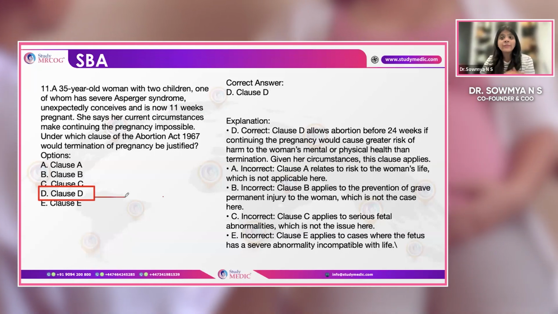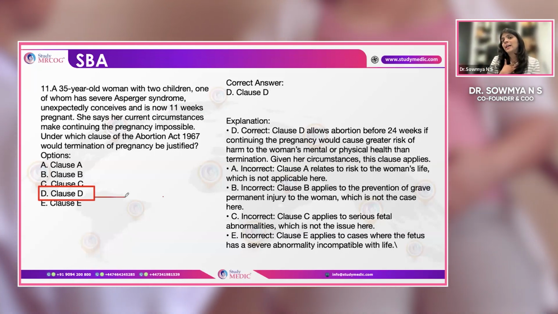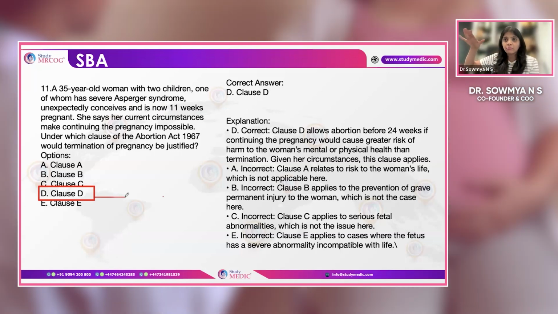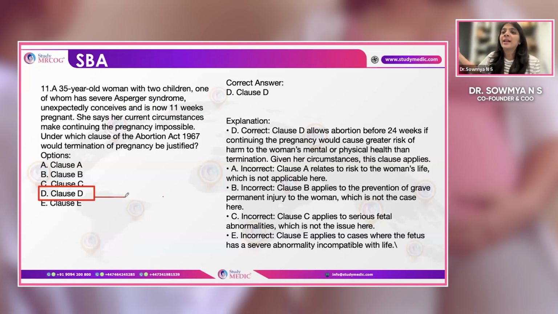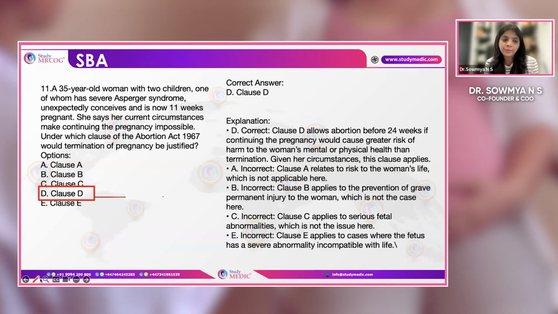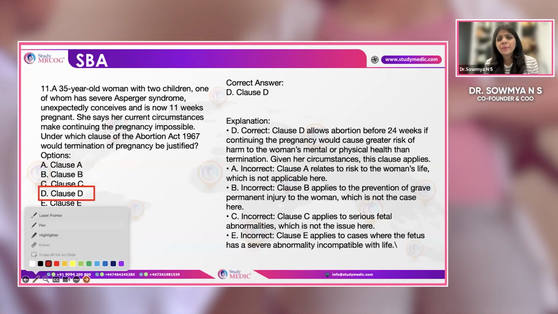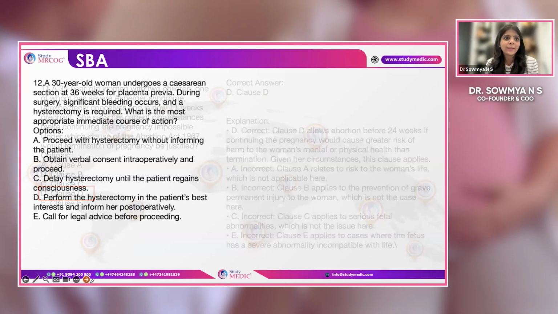So clause D is for when the mother says that I'm happy with my pregnancy, there are no problems, but I don't want to continue because my other children will suffer because of this pregnancy. Okay. Simple and straightforward. Know these clauses because many times they do ask.